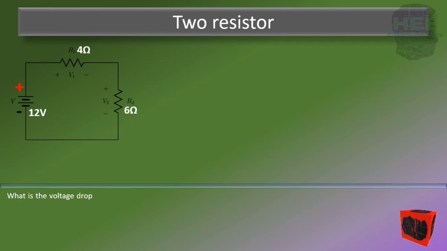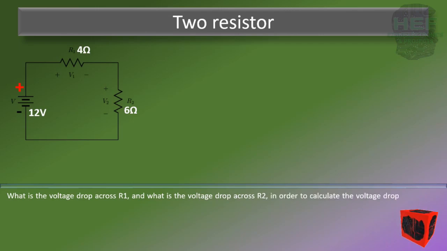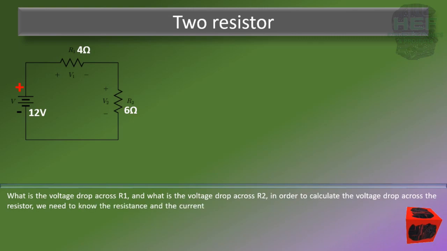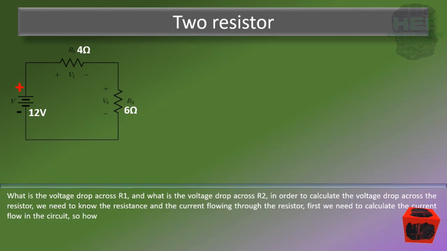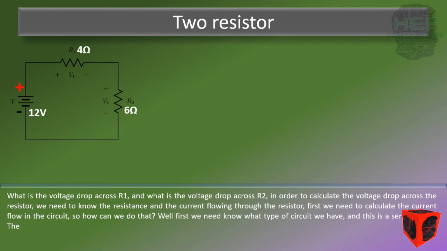What is the voltage drop across R1? And what is the voltage drop across R2? In order to calculate the voltage drop across a resistor, we need to know the resistance and the current flowing through the resistor. First, we need to calculate the current flow in the circuit. So how can we do that? Well, first we need to know what type of circuit we have. And this is a series circuit. The reason why it's called a series circuit is because the current has only one path to flow through these resistors.